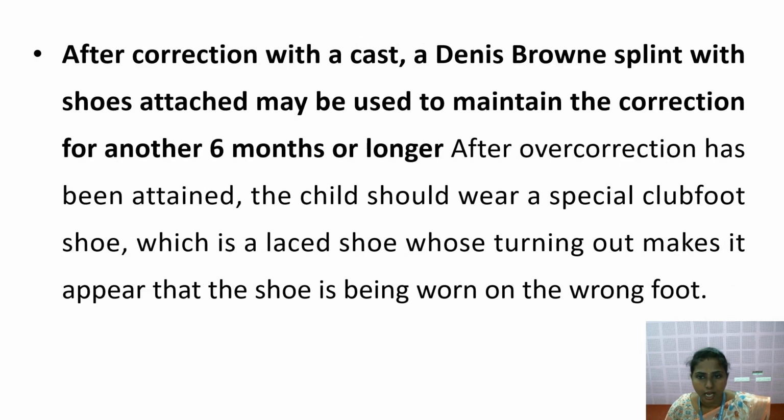Next, after the correction with the cast: first we do the manipulation, then the cast application, then we apply a splint known as the Dennis Brownie splint. It is like a baby wearing two shoes the wrong way, the left shoe on the right leg and the right shoe on the left leg; the Dennis Brownie splint is similar. After the manipulation and cast application, we educate the parents or caregivers to apply this splint. It has to be worn for a certain period of time to achieve proper alignment of the foot.